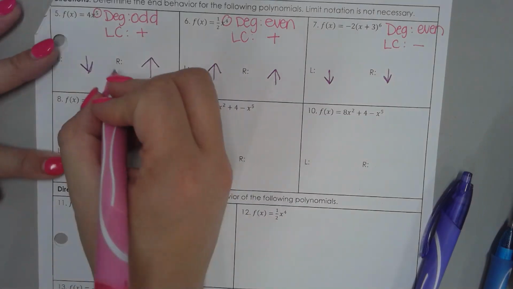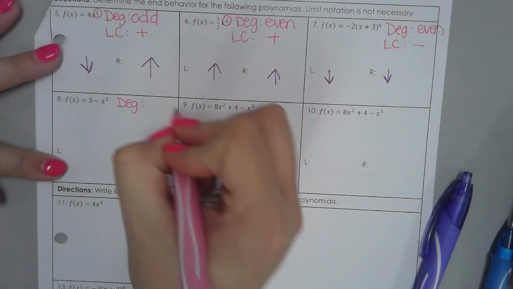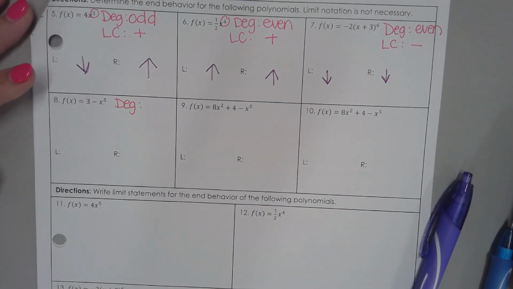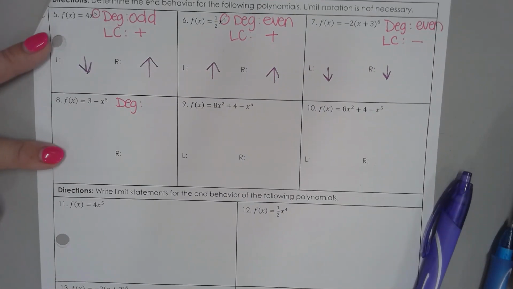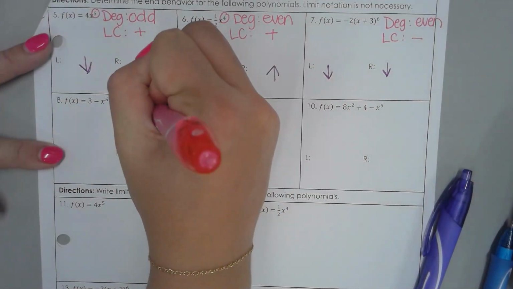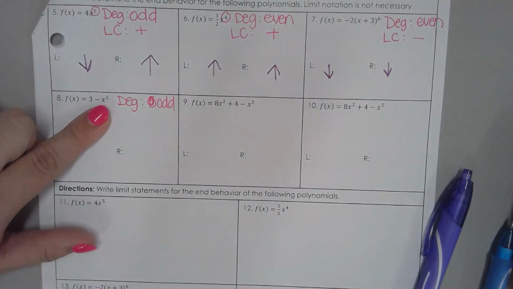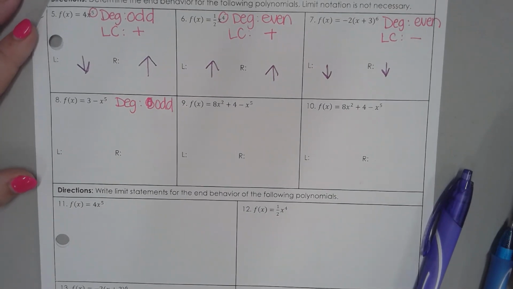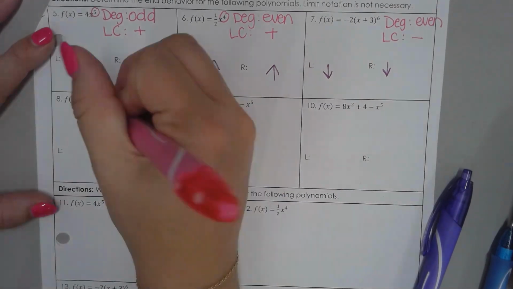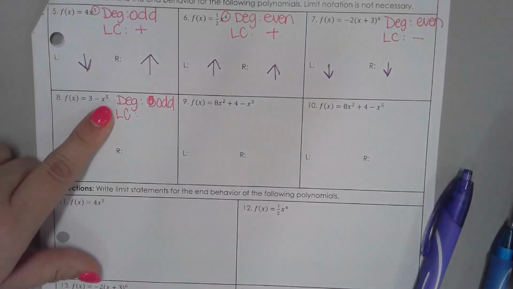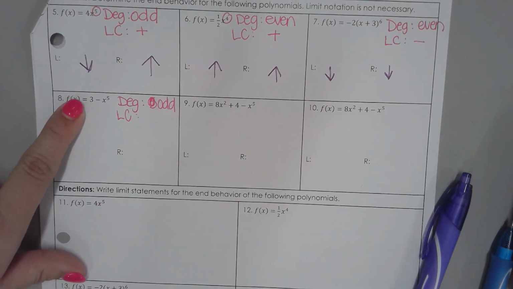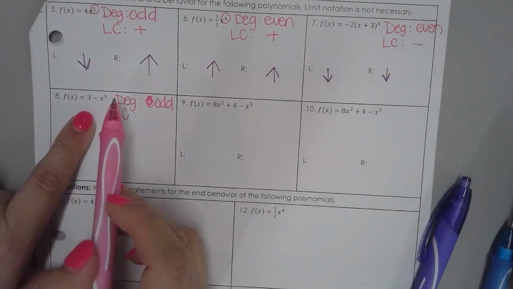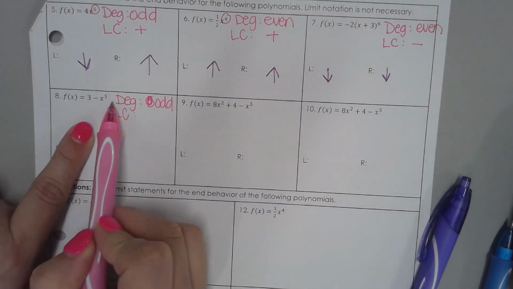Okay. So number 8, degree. What is your degree? It's 5, which is odd. Your degree is your largest exponent. It's not necessarily the first exponent. It's the largest exponent. And your leading coefficient is not always necessarily the one that's in the very front. It's always the sign that's with your highest exponent. So in this case, it would be negative.